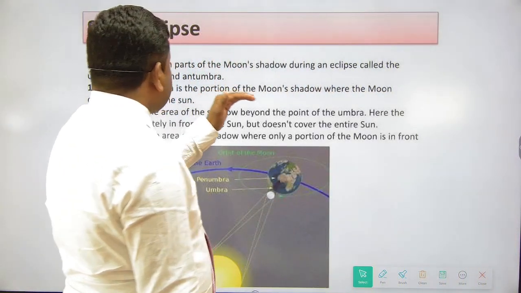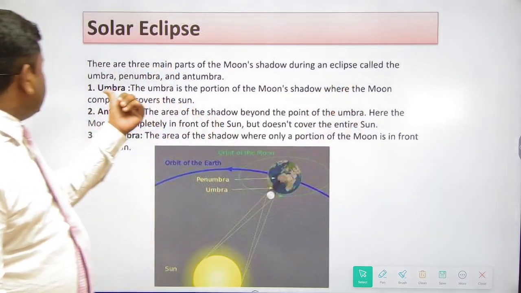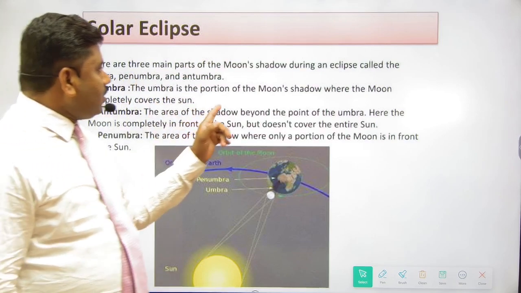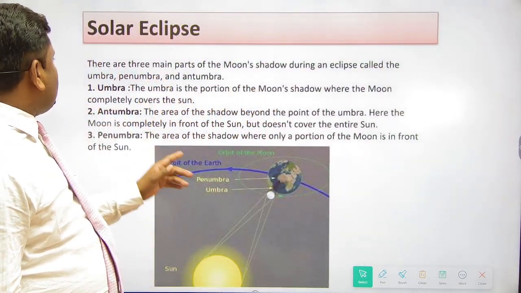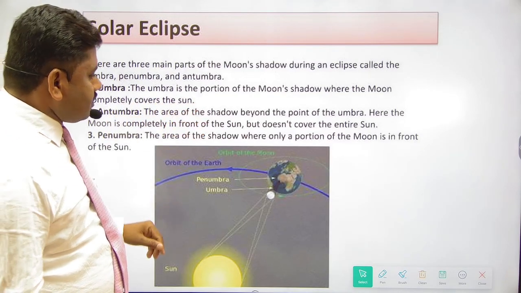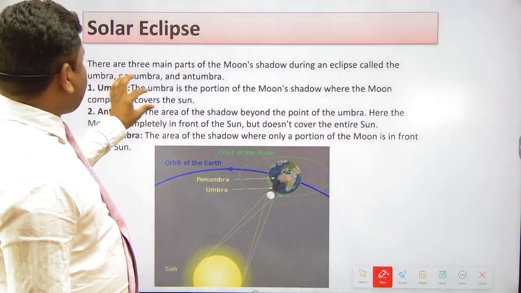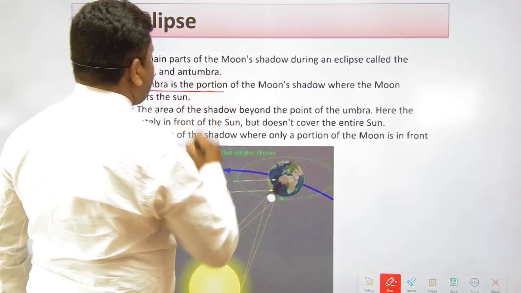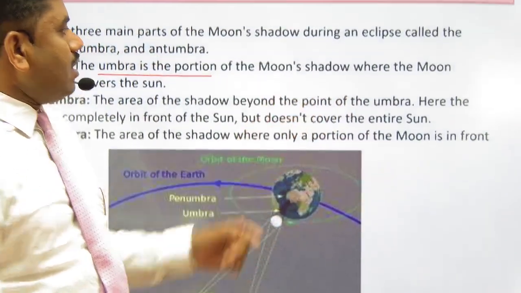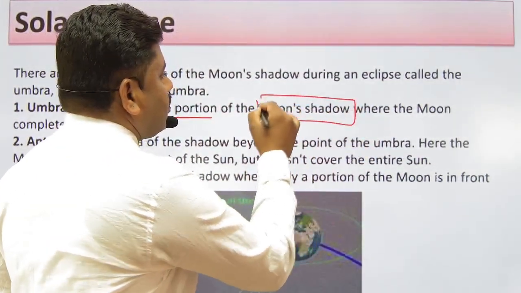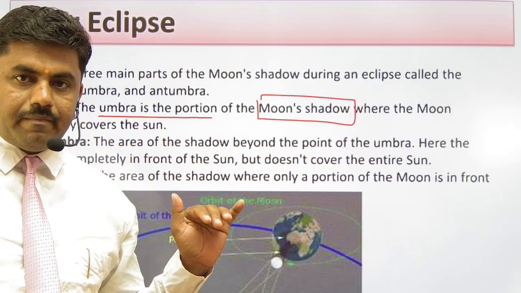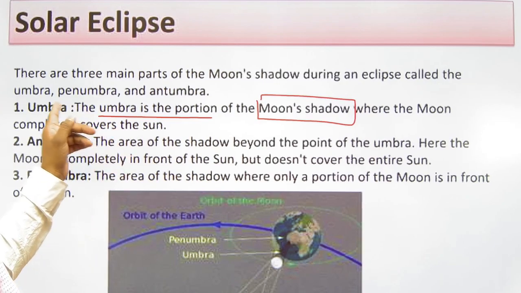Now see the solar eclipse. There are three main parts of the moon's shadow during the eclipse, called the umbra, penumbra and antumbra. These are the three main parts of this solar eclipse. See, what does umbra mean? The umbra is the portion of the moon's shadow where the moon completely covers the sun. That is the part known as the umbra.